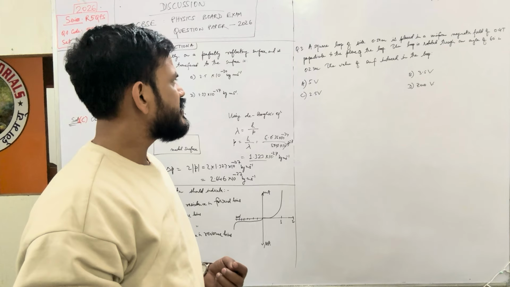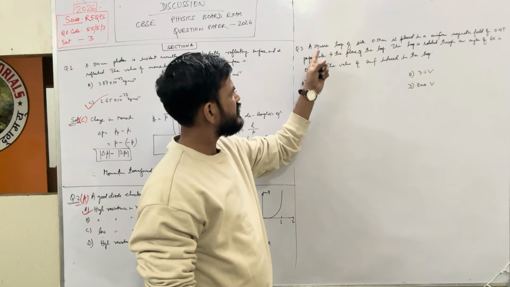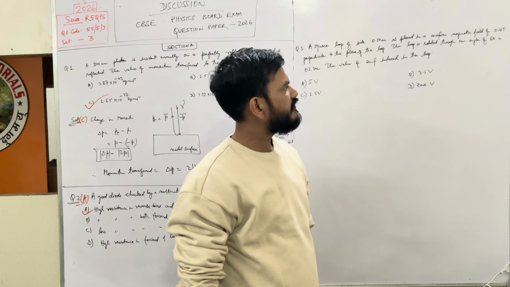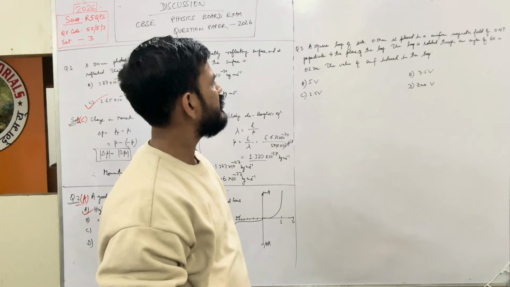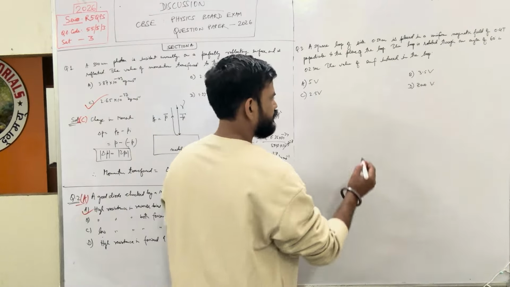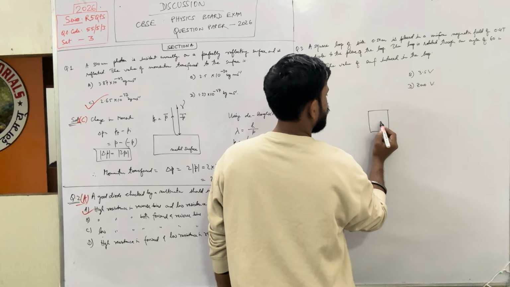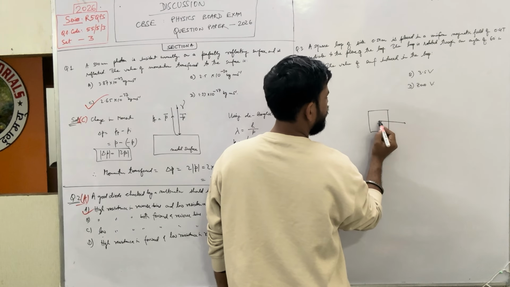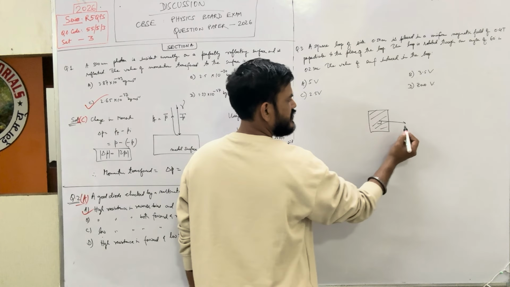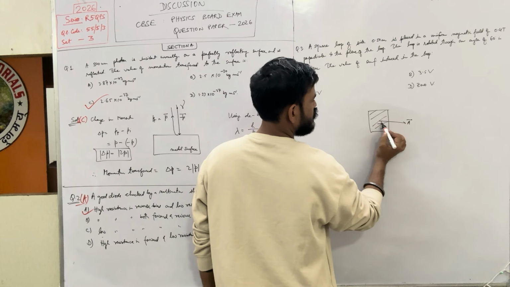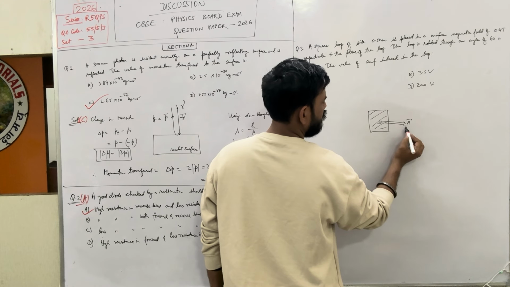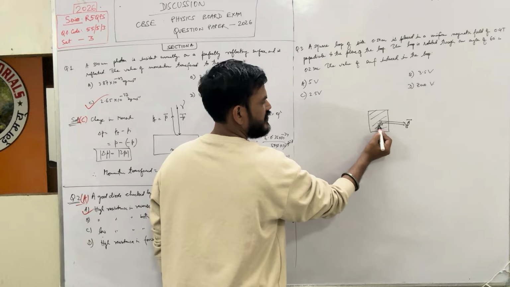In this question, there is a square loop of side 0.5 meter, placed in a magnetic field of 0.4 Tesla, such that the magnetic field is perpendicular to the plane of the loop. That means for any loop, the area vector is at 90 degrees with the plane of the loop. So this is the area vector, and the magnetic field is also perpendicular to the plane, so it makes an angle of 0 degrees with the area vector.